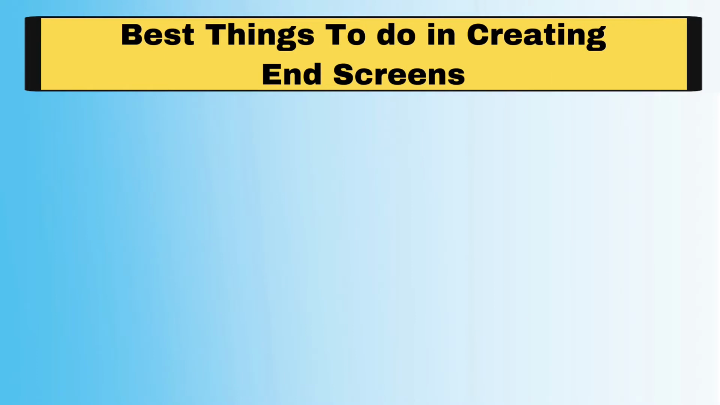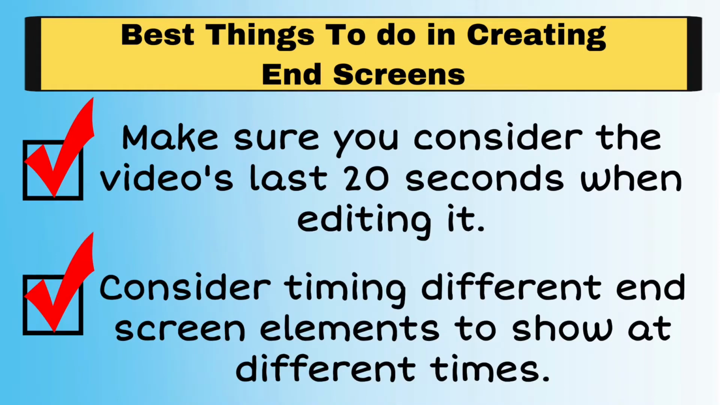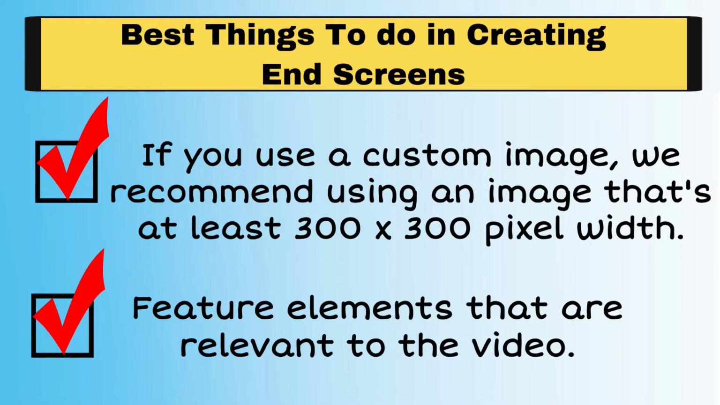The following are some of the best things to do in creating end screen. First and foremost, you have to make sure that you leave enough space and time at the end of the video for an end screen. Second, make sure you consider the video's last 20 seconds when editing it. Consider timing different end screen elements to show at different times. If you use a custom image, we recommend using an image that's at least 300 by 300 pixel width. The last but not the least, feature elements that are relevant to the videos.